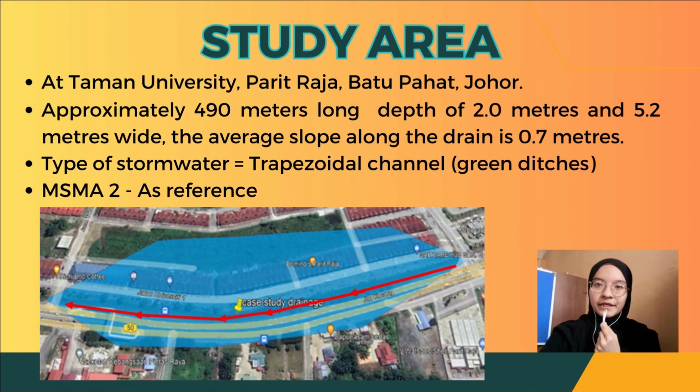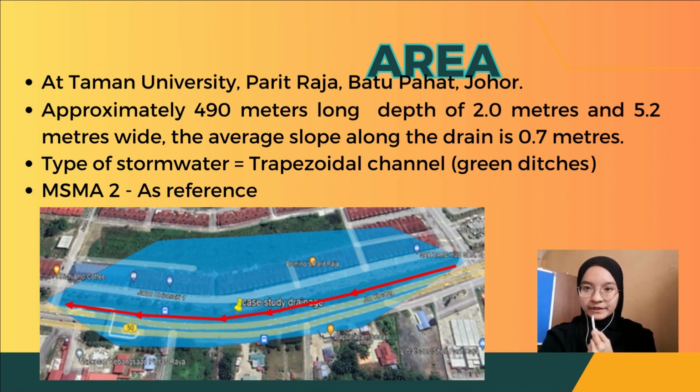Next point is the study area. Our group study area is located as instructed in the hydraulic project instructions, which is along the drainage at Taman University Parit Raja, Batu Pahat, Johor. This drainage is approximately 490 meters long, 2.0 meters deep and 5.2 meters wide, and the average slope along the drain is 0.7 meters.